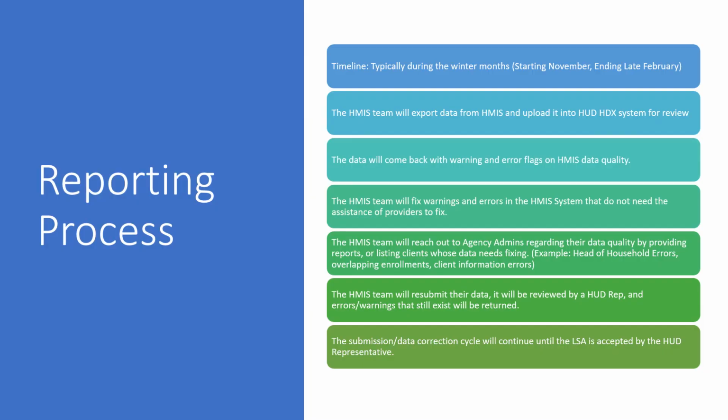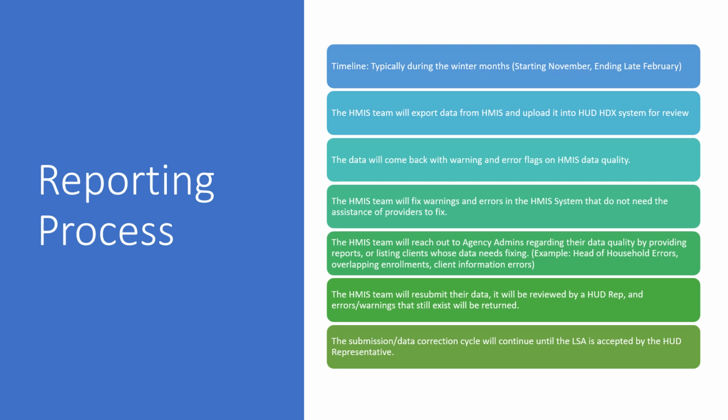So what exactly does the LSA reporting process look like? The timeline for the LSA is typically during the winter months, starting in November and ending around late February. First, the HMIS team will export data from HMIS and upload it into the HUD HCX system for review. Then the data will come back with warning and error flags on HMIS data quality.